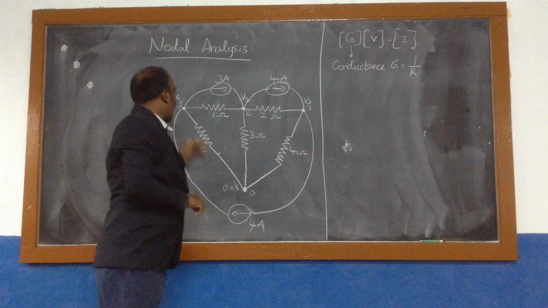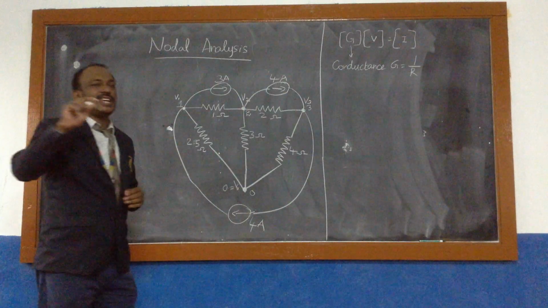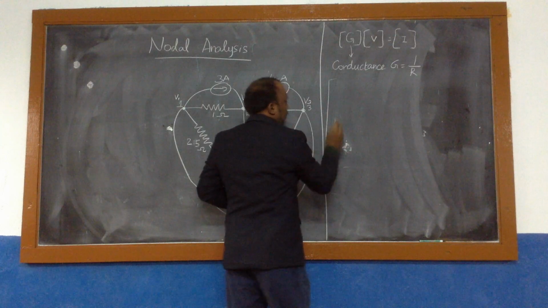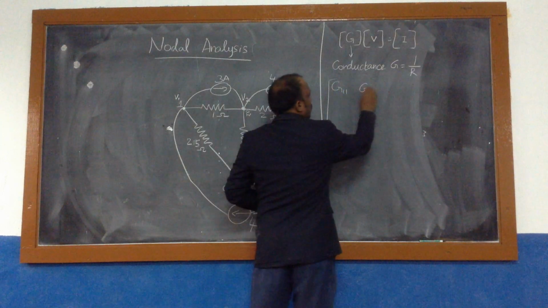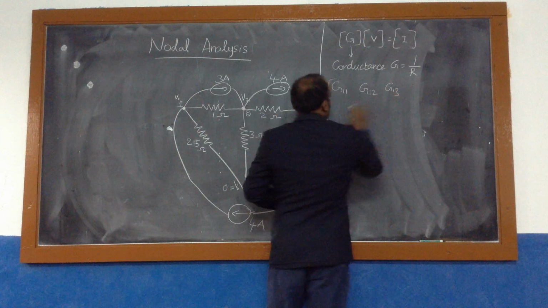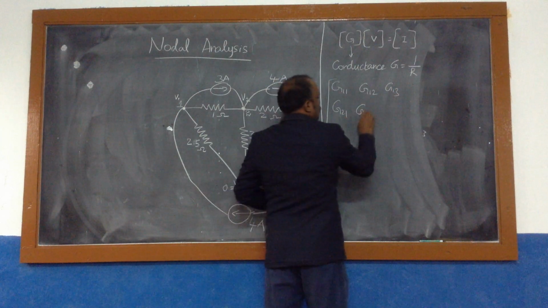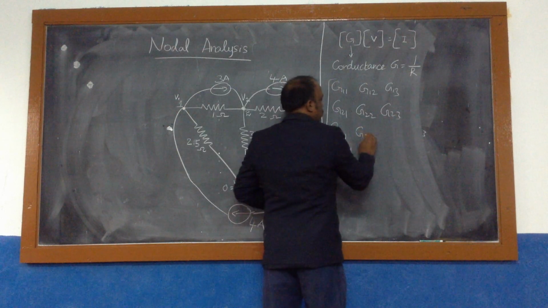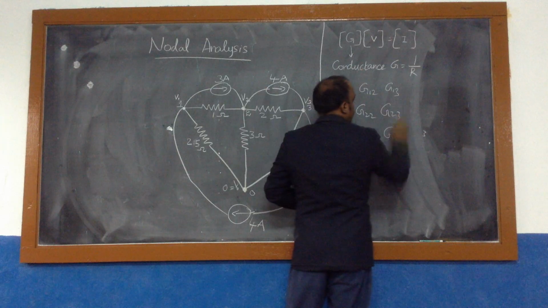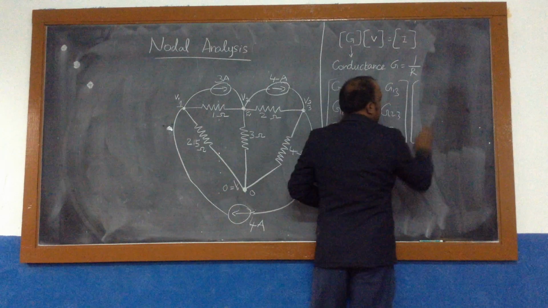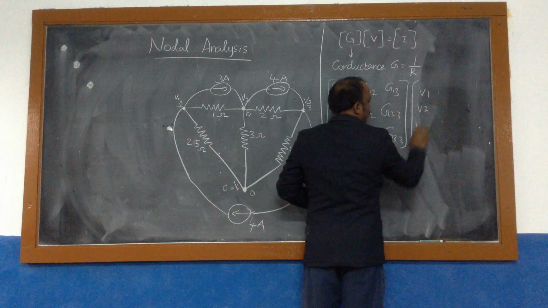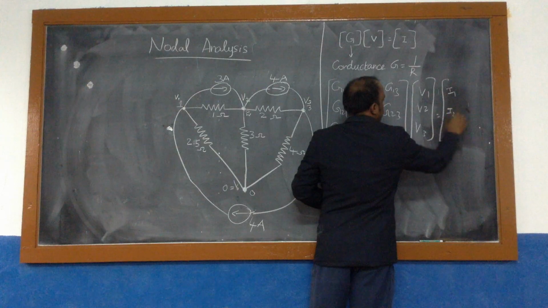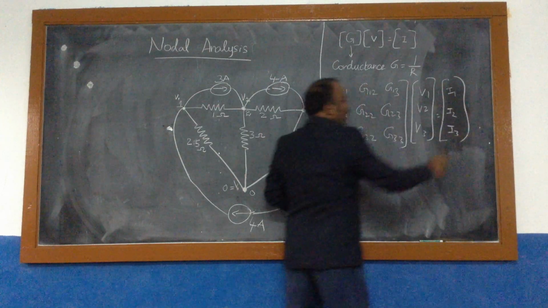So how many nodes are there? Active nodes 1, 2, 3. So there is a 3 cross 3 matrix for the conductance. So what should be there? We write G11, G12, G13, G21, G22, G23, G31, G32, G33, and the unknown voltage values V1, V2, V3, which is equal to what? I1, I2, and I3.